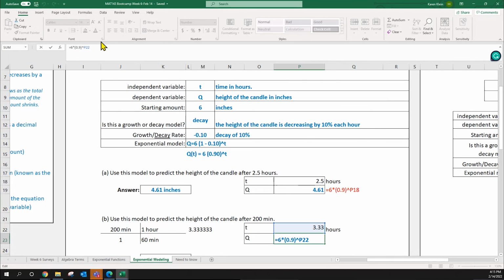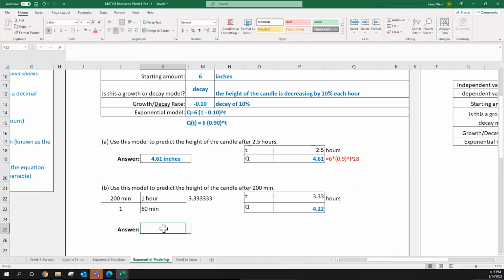So it's 6 times the input, 6 times the base, which is 0.90, raised to the power, and it's selecting the cell P22, which is at 3.33. So after 200 minutes, we have 4.22 inches left on our candle. So we're almost a whole hour later, and we can see that it's starting to slow down. And that's what they were saying before about those exponential decays. Decays, they decline rapidly and then they start to slow down.